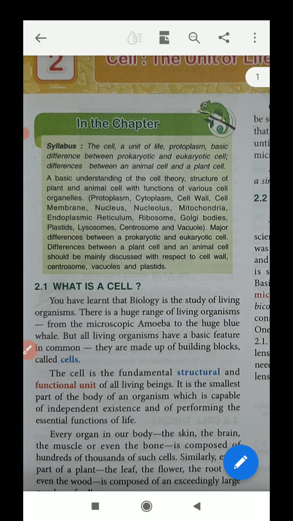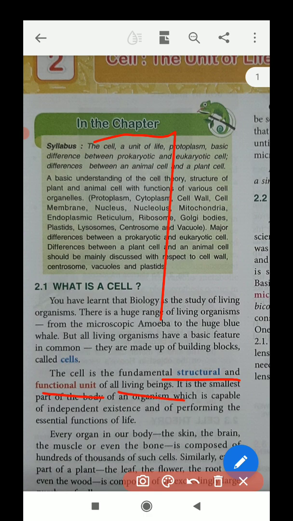You know that the cell is the fundamental structural and functional unit of living beings. Not only human beings, all living beings. Their structure starts from that unit, and their function also. Each unit constitutes human beings and living beings. That is called a cell. Just like atoms constitute a big molecule, the minor part is the atom.